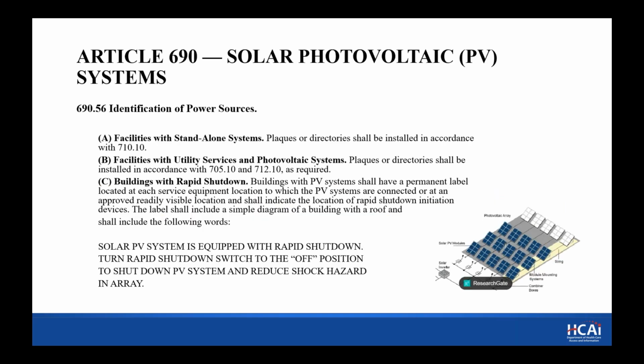We'll see identification. If the PV systems are standalone systems, plaques are required. If they're part of utility services with PV systems, plaques are required. Essentially, the solar PV system is equipped with rapid shutdown. It's a safety measure. If you have PVs or fuel cells, we need to make it clearly evident that if firefighters are on the scene and want to disconnect power, they need to go to other places other than the main disconnect or the main service.